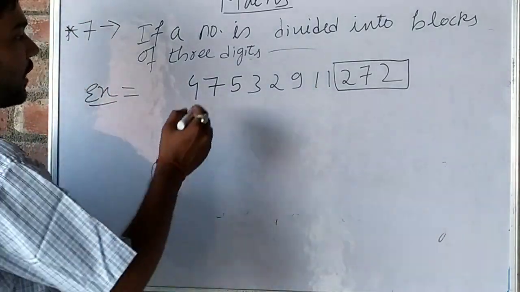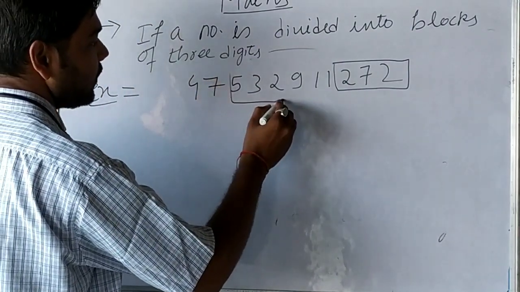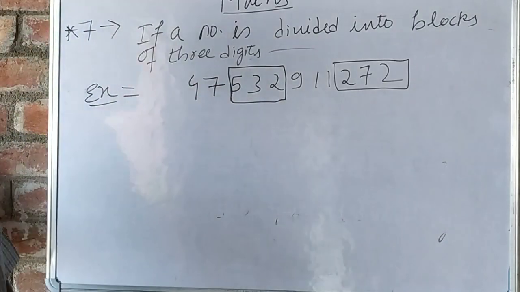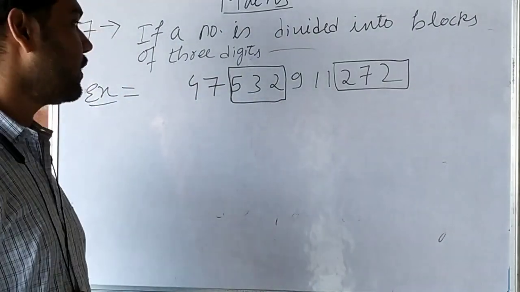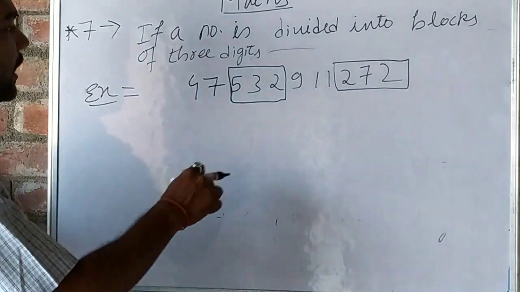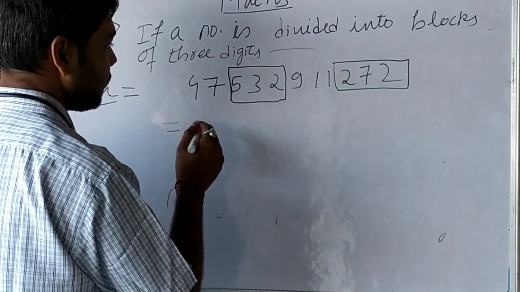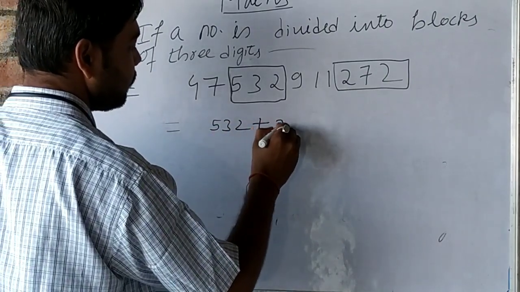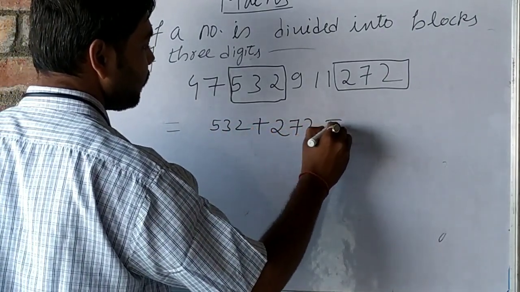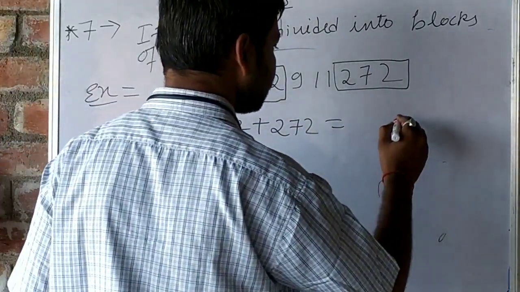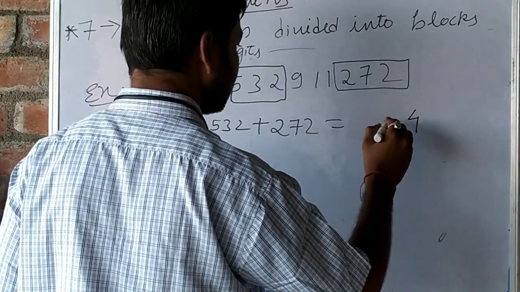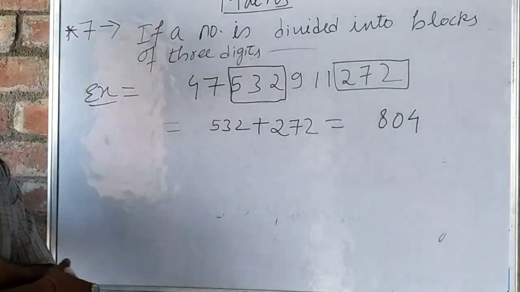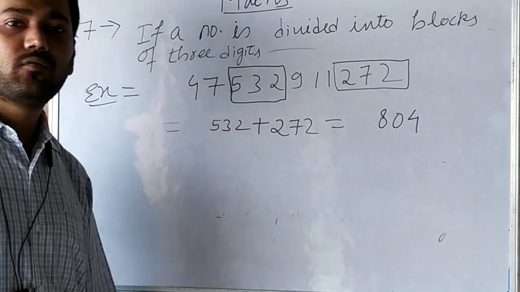And then we will make another block. In that block we will have 532. Understand? So we will add the digits of the blocks. That is, 532 will be added to 272. The result will be 804. The result is 804.